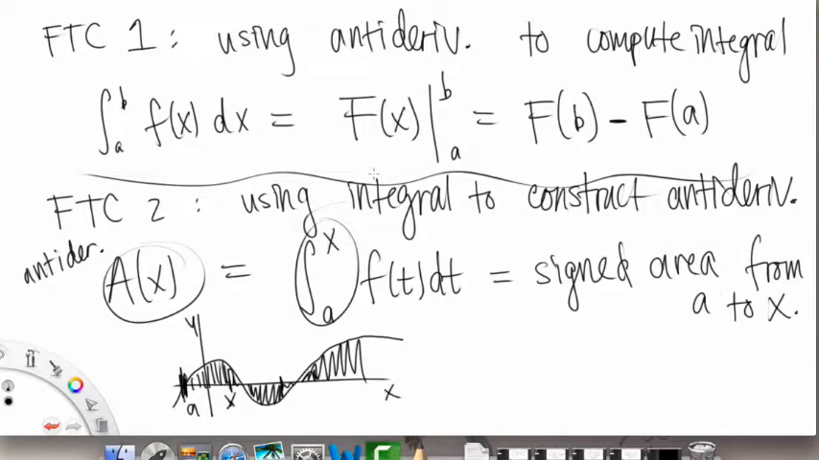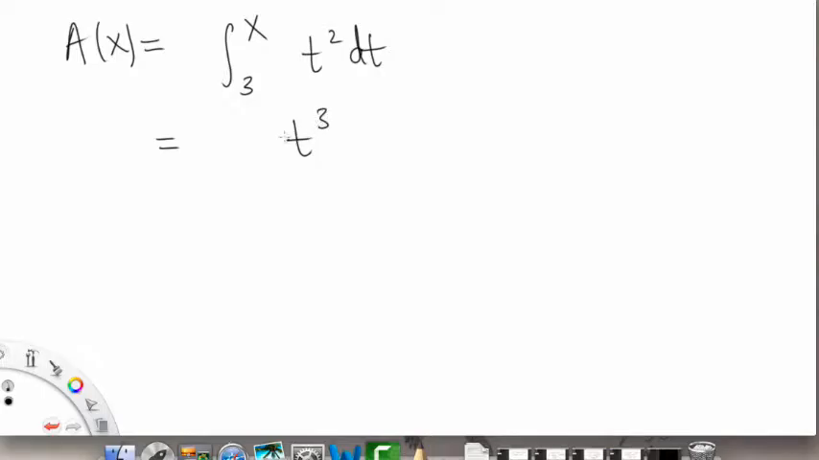Here's an example of the second part of the FTC. Let's say that our A of x is equal to the integral from 3 to x of t squared dt. What will we do with this? Basically, we just integrate like normal. We have t cubed over 3, according to the power rule, and then we evaluate it from 3 up to x. Now our upper limit just happens to be this variable instead.